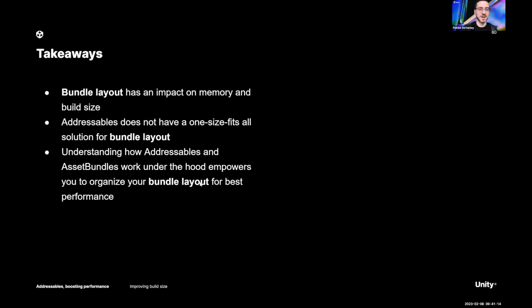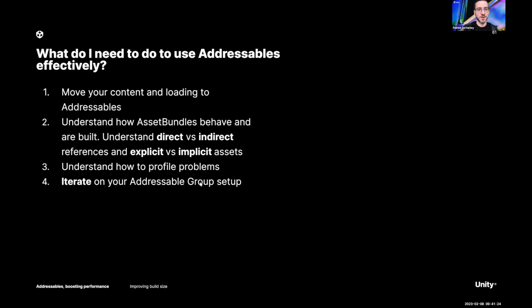So understanding how asset bundles work under the hood, and understanding the vocabulary here of explicit and implicit assets, is going to help inform how you lay out your bundles. So how can you be successful? The first step is just move your content to Addressables. By being in Addressables, you're already going to get those memory size improvements. Next is understand how asset bundles work. Know the difference between direct references and indirect asset references and how that gets you a memory improvement. And then understand explicit versus implicit, because that's going to get you the build size improvements.